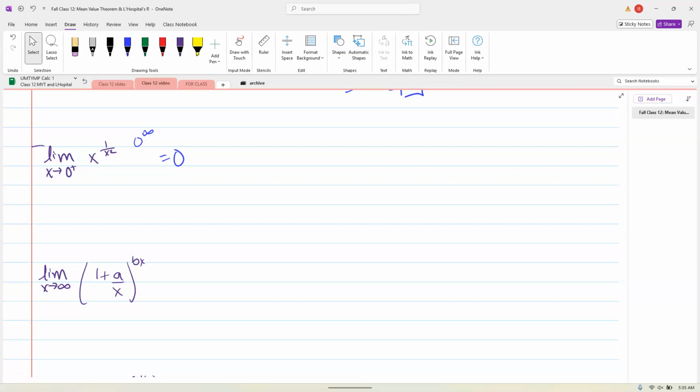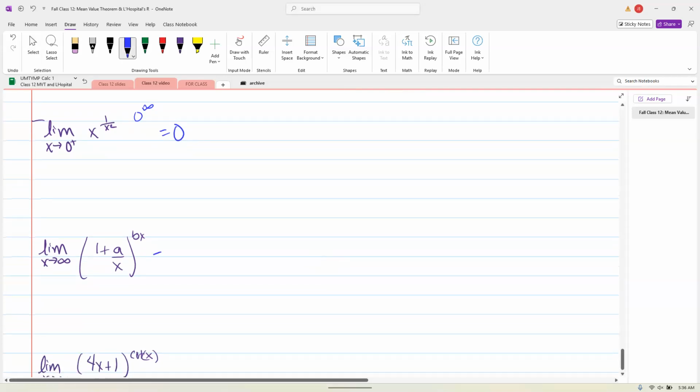So we're going to leave that one there, right? That was thrown in just to kind of throw things off for you. The next one is also a little interesting. So 1 plus a over x raised to the bx power, okay? This one I like throwing in because it's a limit that looks familiar but weird.